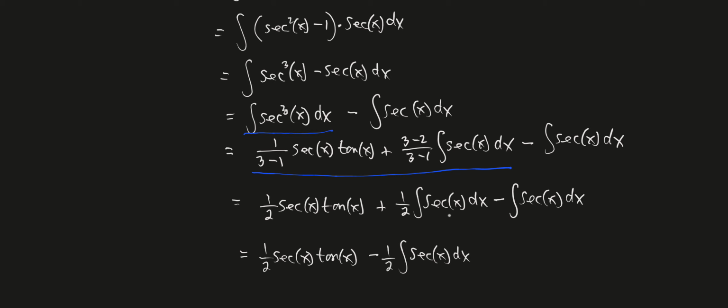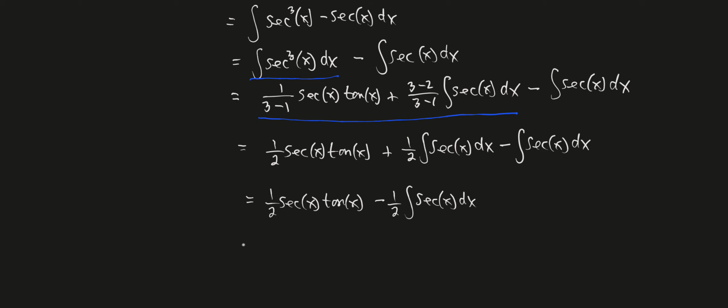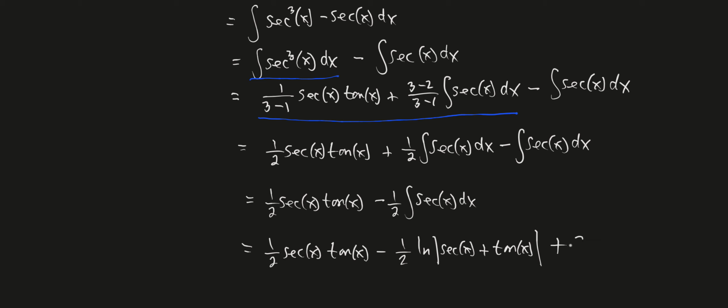Basically just simplifying this expression, now we have one integral to write down, and the antiderivative of secant x is the ln of the absolute value of secant x plus tangent x, and then we have our plus c. So that's where the reduction formula for the powers of secant comes in very, very handy.